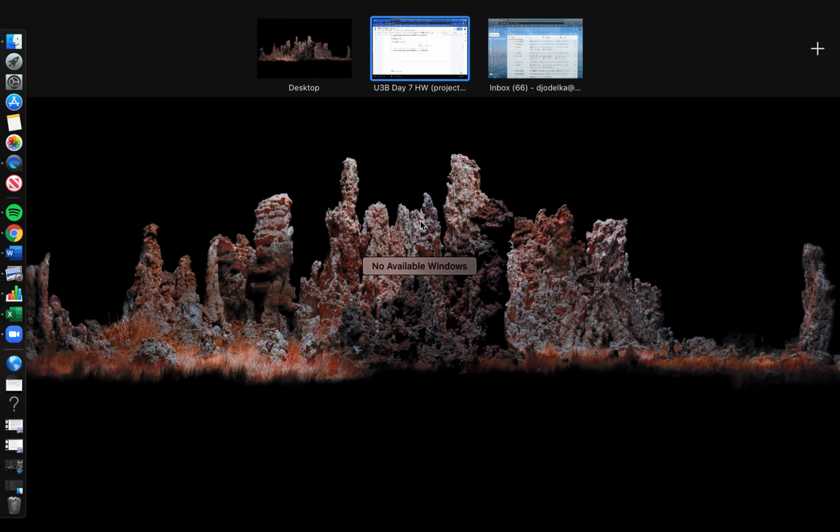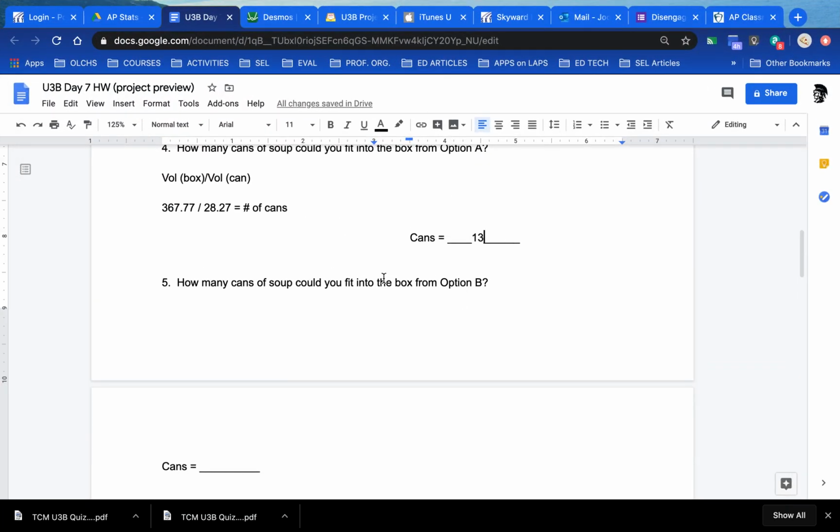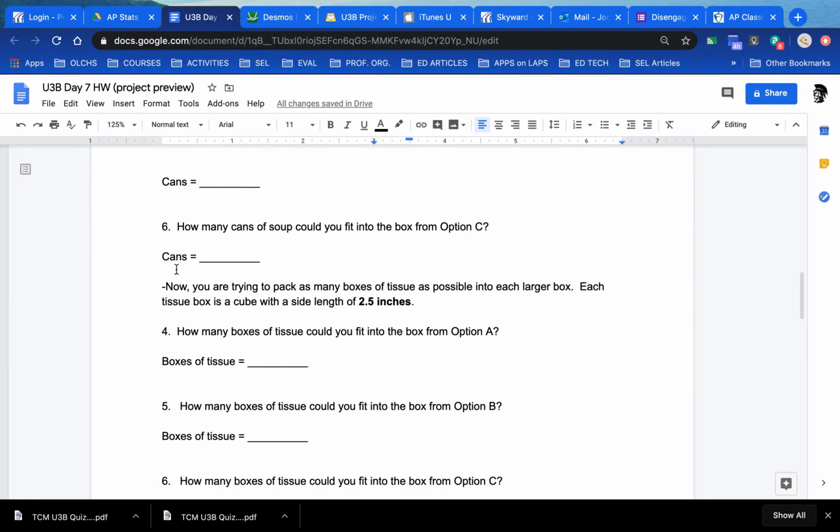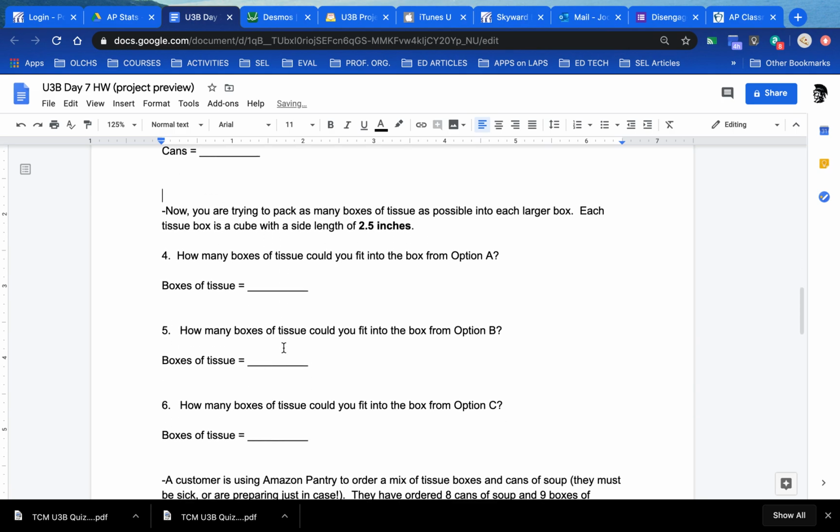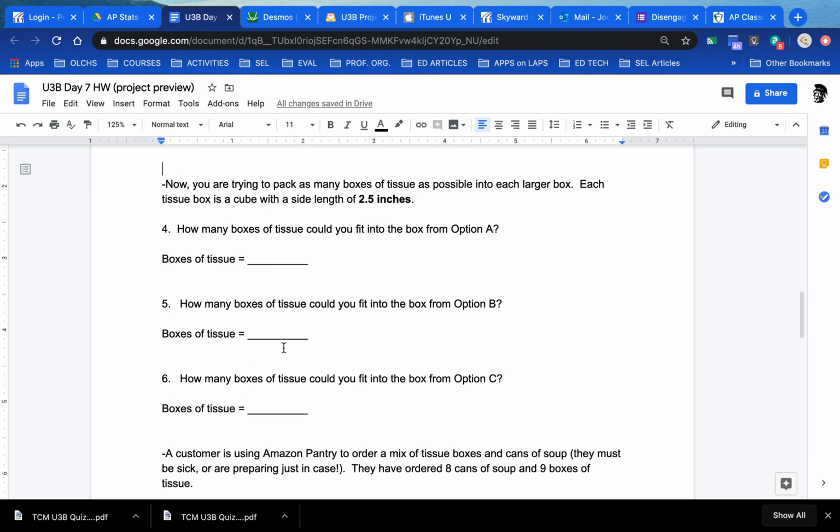Okay, so, sorry about that. A similar idea is going to happen here, because now it says we're going to talk about packing tissue boxes, not cans. Well, a tissue box, it says, is a cube with a side length of 2.5.